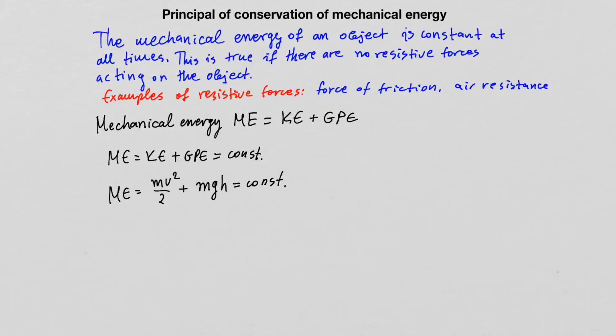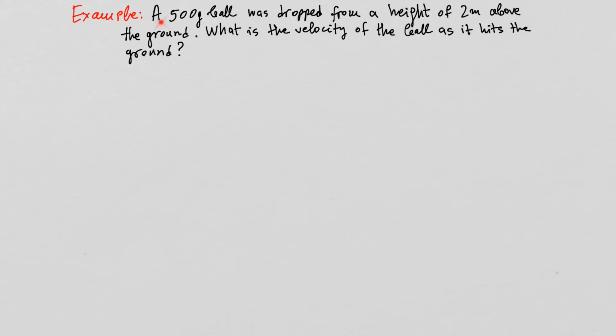The principle of conservation of mechanical energy can be used to solve certain types of problems where an object is in motion and its kinetic and gravitational potential energies change as the object is moving, but because of the absence of resistive forces, the sum of those two energies remains constant. An example of such motion would be an object that is released to fall from a certain height above ground. A 500 gram ball was dropped from a height of 2 meters above ground. What is the velocity of the ball as it hits the ground?